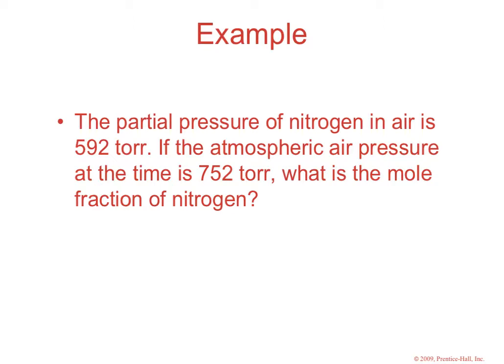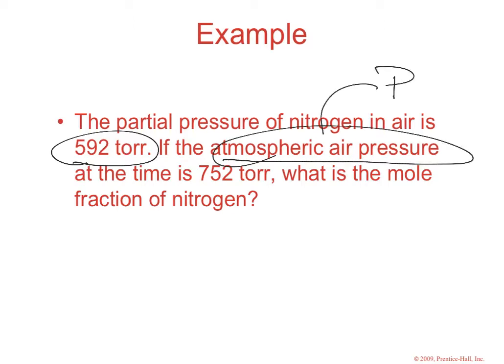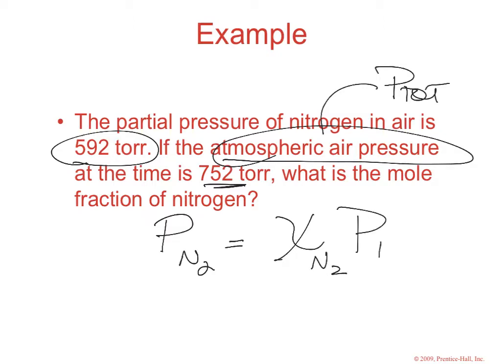So here's an example. Let's do something with Dalton's law. The partial pressure of nitrogen in air is 592. Remember I said atmospheric air pressure serves as total pressure unless you're doing something in like a sealed container or something. So the total pressure is 752. What's the mole fraction? So let's rewrite our formula first. The partial pressure of nitrogen equals the mole fraction of nitrogen times the total pressure.